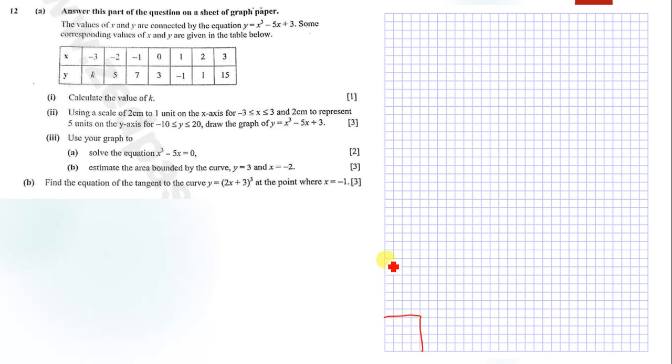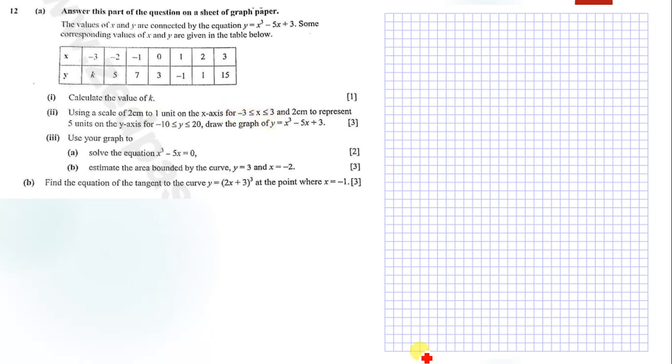And this same 4 by 4 box will represent what? 5 units in the y-axis. Alright, so let me do the same. Let me draw this. Let's start with the x first. For the x, we have 2 centimeters representing 1 unit, and we have to move from -3 to 3.